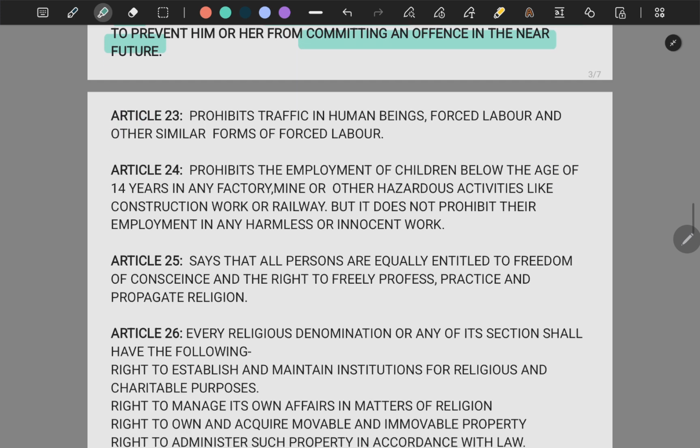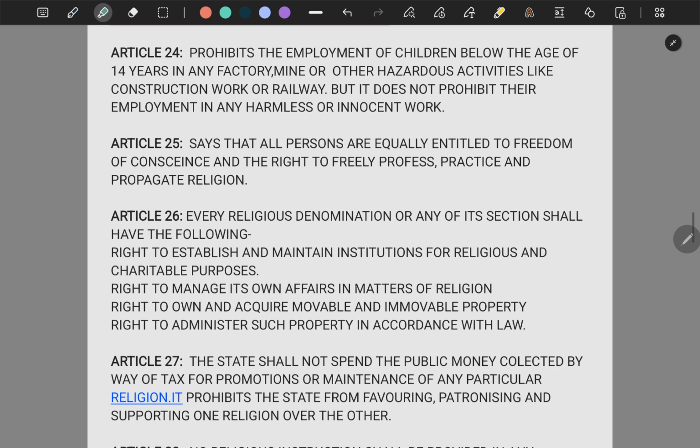And next would be Article 23. It prohibits traffic in human beings, forced labor, and other similar forms of forced labor. And next is Article 24. It prohibits the employment of children below the age of 14 years in any factory, mine, or other hazardous activities like construction work or railway, but it does not prohibit their employment in any harmless or innocent work. Okay? They can get employed in any other things, but it should be just innocent work or harmless work.